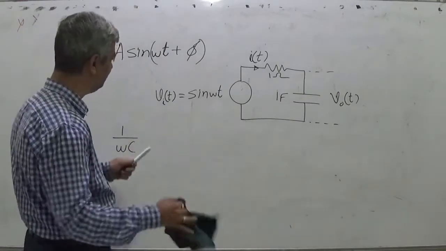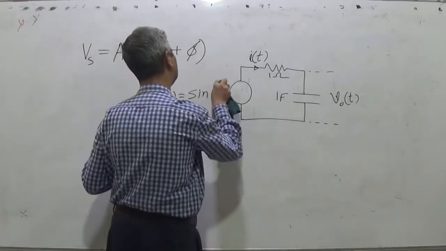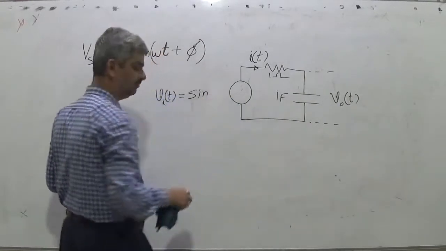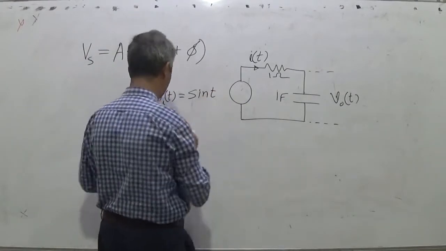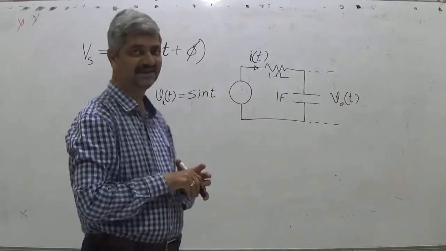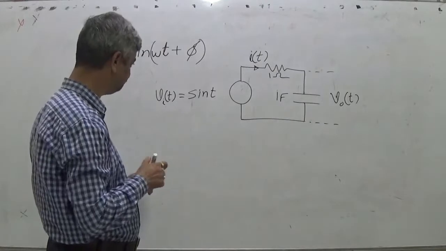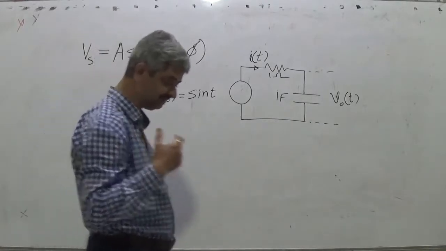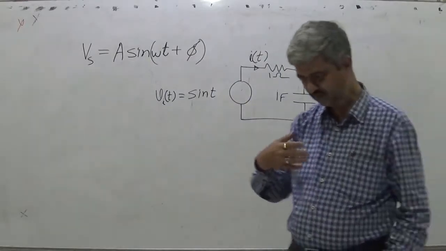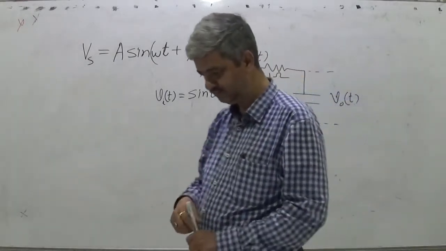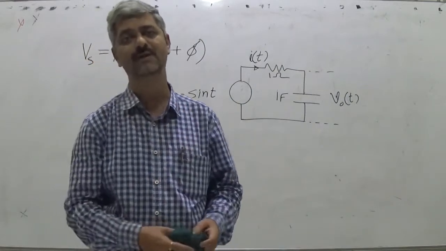Now I make a further change. I remove omega also, and I keep omega as 1. So I apply V in as sin t, and I want Vout(t). So how do we proceed? Again, there is a very interesting scenario. Based on what I have told you, you try to find it out.